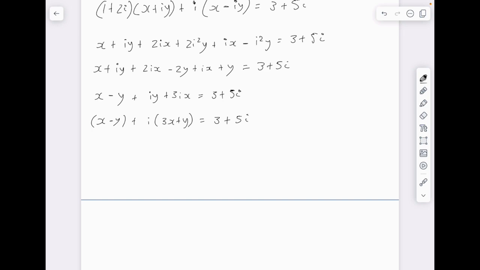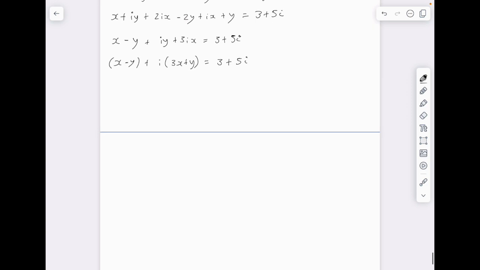Okay, perfect. So now all we have to do is set the like terms equal to each other. So therefore, x minus y is going to equal 3. That's our first equation here. And the second equation we're going to get is 3x plus y is going to equal 5, which is equation number 2. So this therefore means we can get the equation that x is equal to 3 plus y. Okay, cool. It's going to be our equation 3.